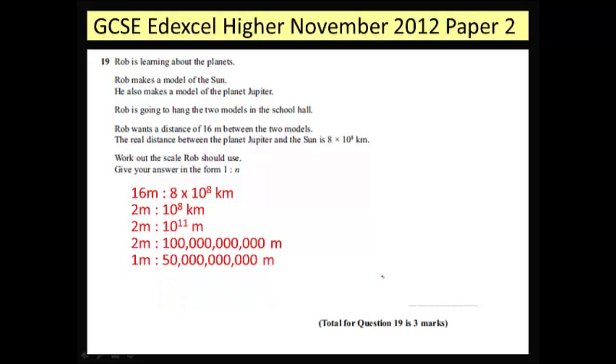Now I'm going to divide both sides by 2, and this gives me 1 metre is equivalent to 5 and then 10 zeros following it. I'm going to turn my answer back into standard form for the final answer, which I get as 5 times 10 to the power of 10. And you can just double check that because there are 10 zeros in my previous section.